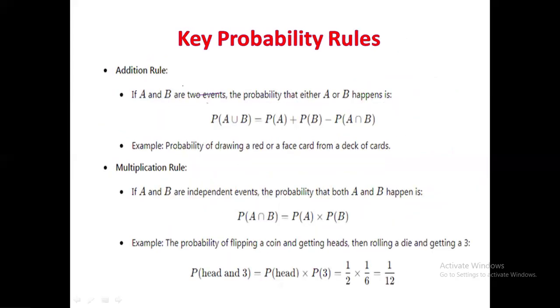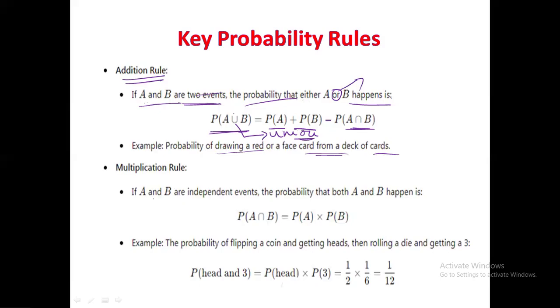Next, what are the key probability rules? The addition rule: if A and B are two events, the probability that either A or B happens is given by P(A union B) equal to P(A) plus P(B) minus P(A intersection B). One more time: if A and B are two events, the probability that either A or B happens is P(A union B) equal to P(A) plus P(B) minus P(A intersection B). For example, the probability of drawing a red or a face card from a deck of cards, which we'll discuss at the end of this slide.